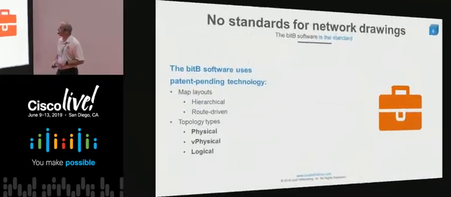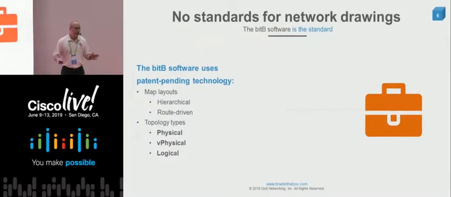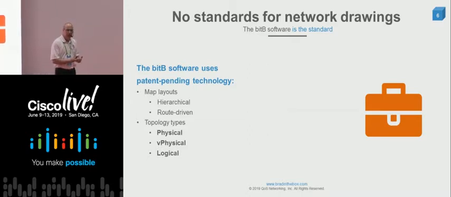Third problem, no standards. I've seen a lot of drawings over the years, and trust me, there are no standards. There's no book out to say how to create a network drawing, right? bitB is going to show you how to do that. We actually have patent pending technology for our map layouts, which are hierarchical, route-driven. We have 3 topology types, physical, V-physical, and logical. So you've probably heard of physical and logical. We're going to talk about the V-physical today.